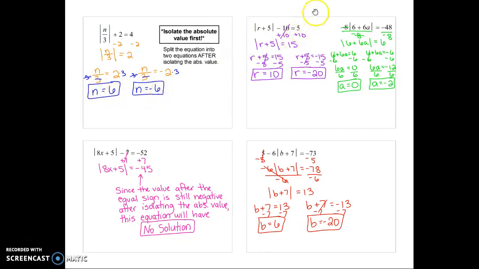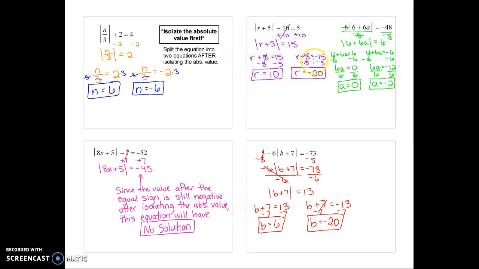Same thing in these examples. You have to make sure that this absolute value is isolated first. That means that it's by itself. So right now, this has a -10 connected to it. You have to move that to the other side before you can split this into two equations. So we have to add 10. Then I have the absolute value of r plus 5 equals 15.